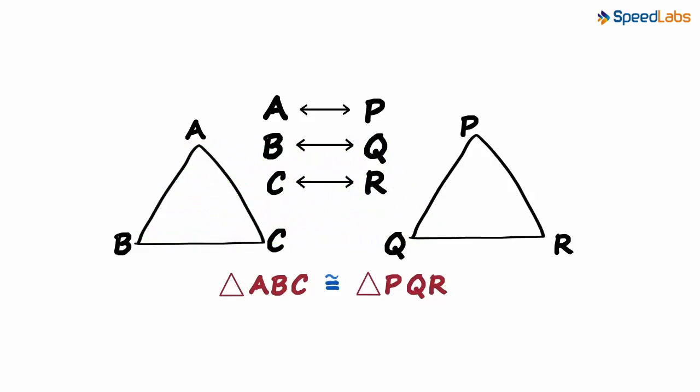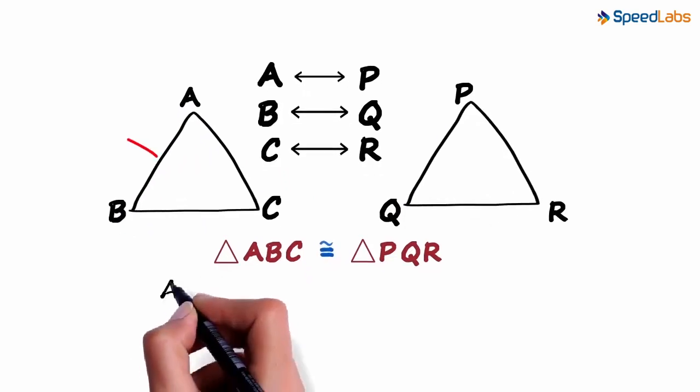But if we are trying to place it another way like this, with point Q on A, we see that they do not overlap exactly. It means point Q does not correspond to point A. If the two triangles are congruent, then they will overlap exactly in at least one of the 6 ways.